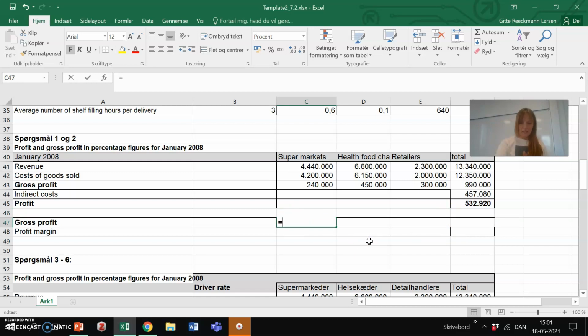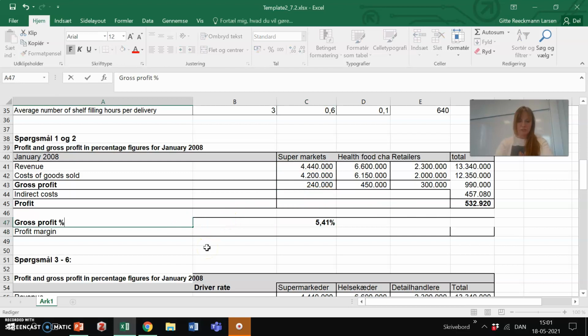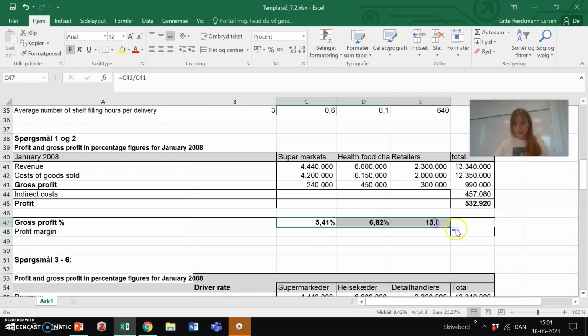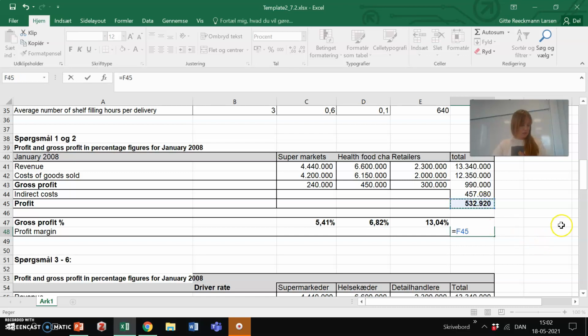So the gross profit margin we can calculate for each of our objects here, each of our sales channels. So we take our gross profit and we divide with the revenue. So this is, of course, the gross profit margin. I'll just write a little percentage here. Now this calculation we can do for all three channels here, right? But this calculation of profit margin can only be calculated for the total. So we take the total here, total profit divided with the total revenue. So this would be the profit margin.